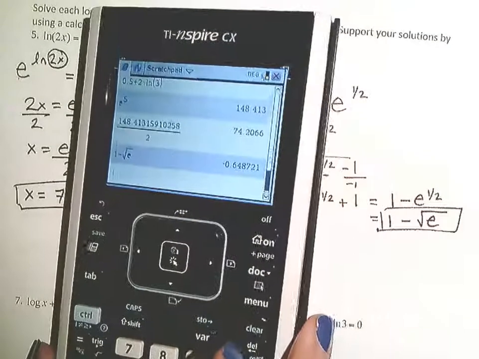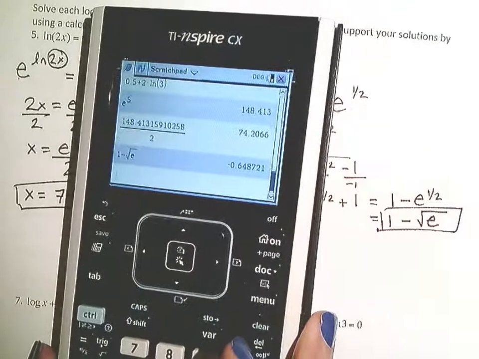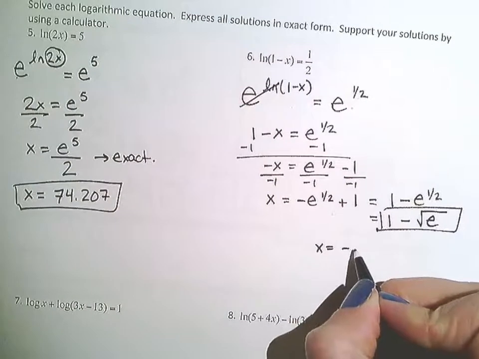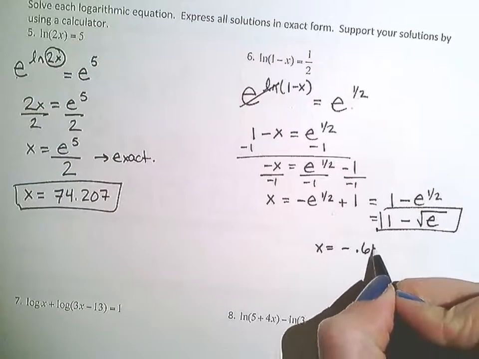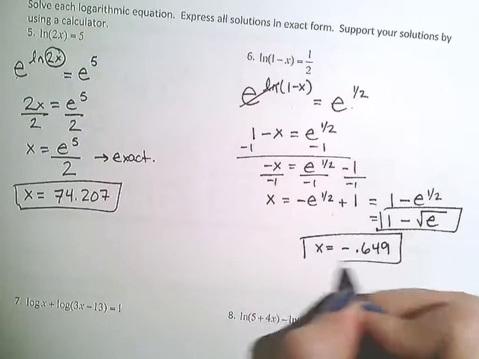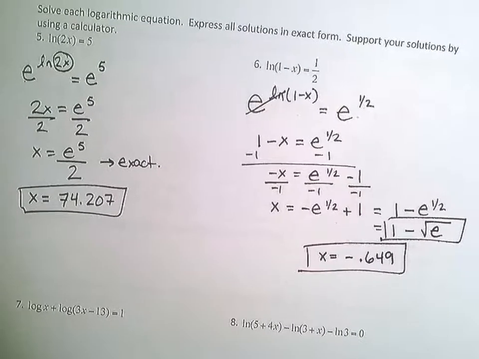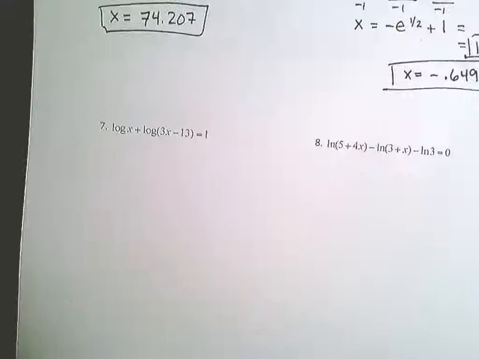Which is negative 0.6487, so 0.649. So x equals negative 0.649. And that is your approximate. All right, number 7.